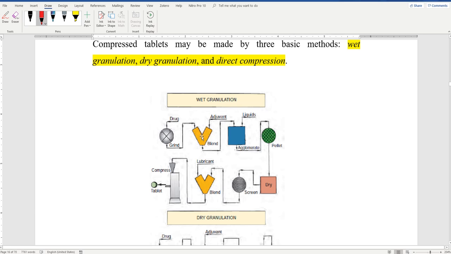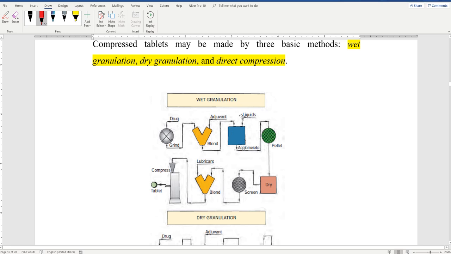Now, sometimes I do not add the whole quantity of the disintegrating agent at this step. I may add only half of the disintegrating agent here, and the other half I add at this later step. Later we will see. So I either add all of the disintegrating agent here, or maybe better, add half here and half later.